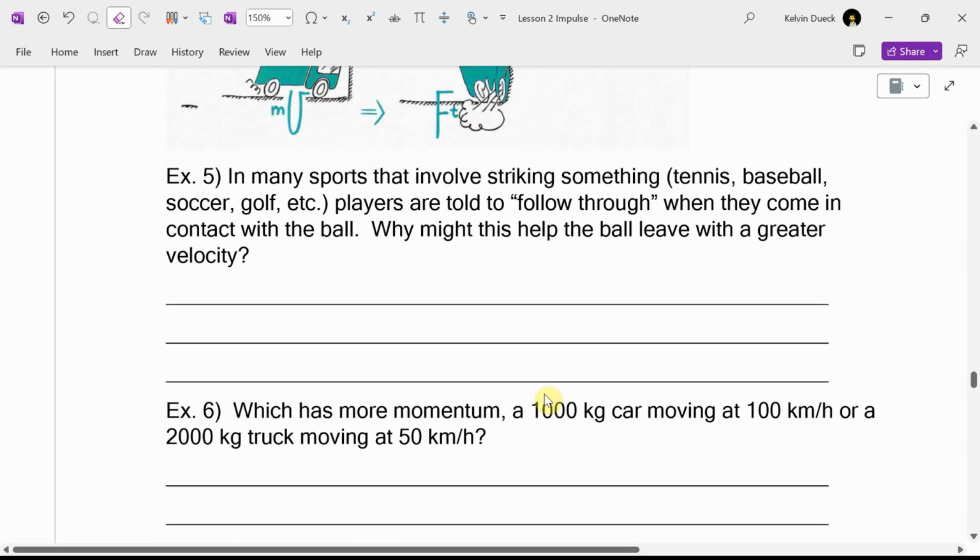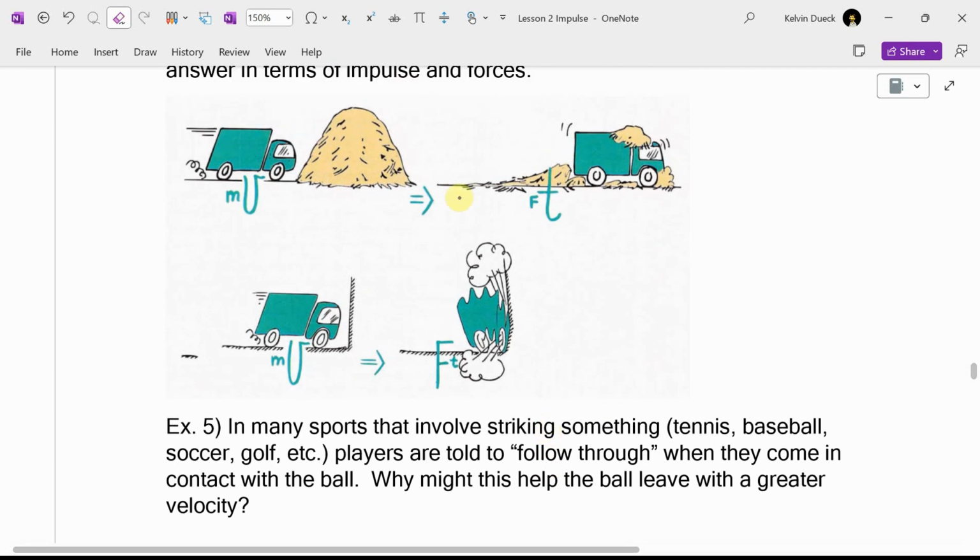If you play sports where you strike something like a ball, tennis, baseball, soccer, golf, hockey, you're often told to follow through as you make contact. How would following through help the ball leave with a greater velocity? How would it change your momentum more than not following through? Which of these two variables are you changing, Carson, by following through?